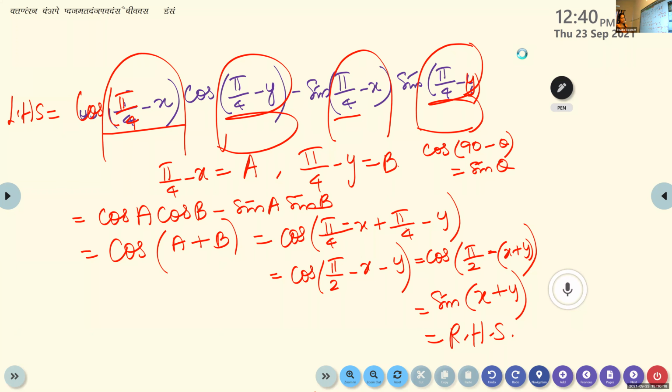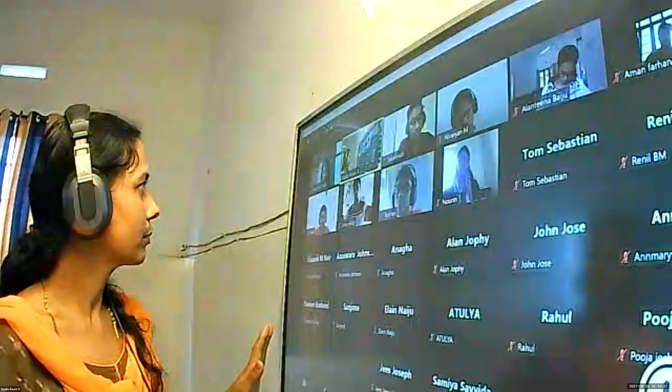We are doing some problems based on these 8 identities. So learn the identities and come. I hope you completed this one. You copied that part. Okay.